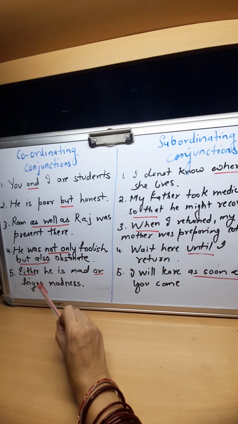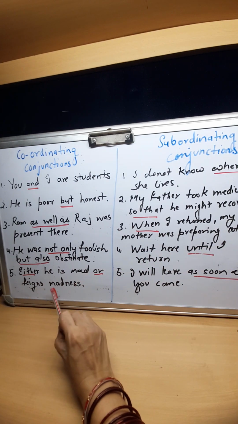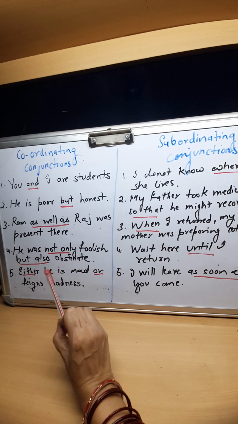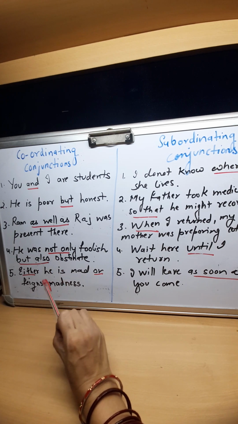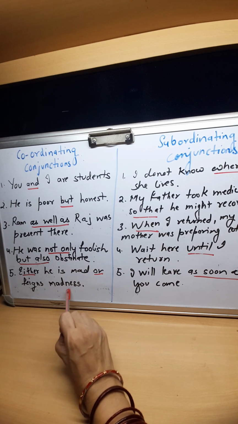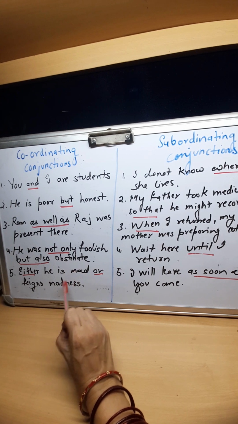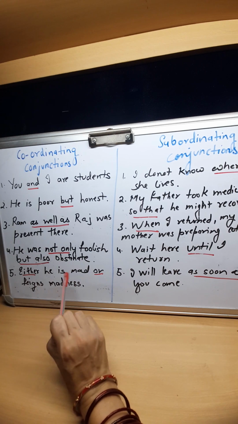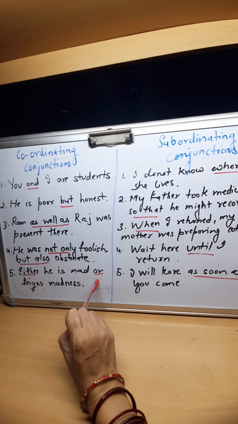The last one is: either he is mad or feigns madness. So these are conjunctions which are joining independent things. He is mad, he feigns madness. Two different things. We have joined them by using either or.